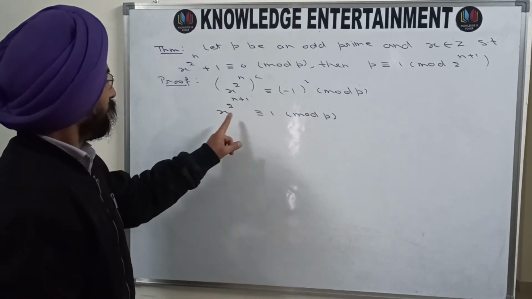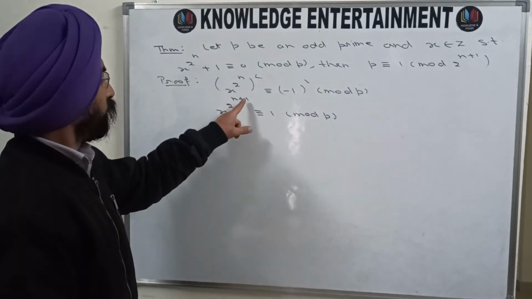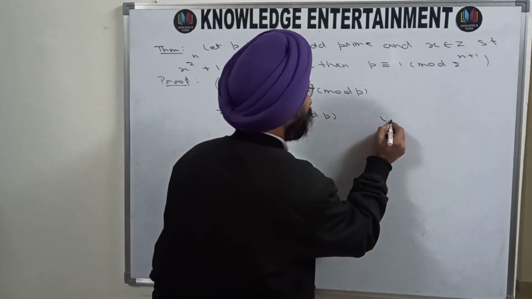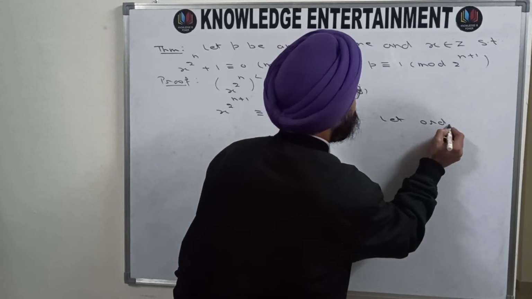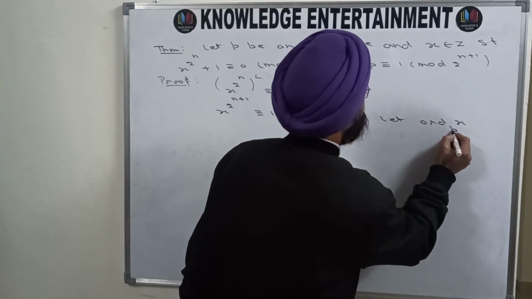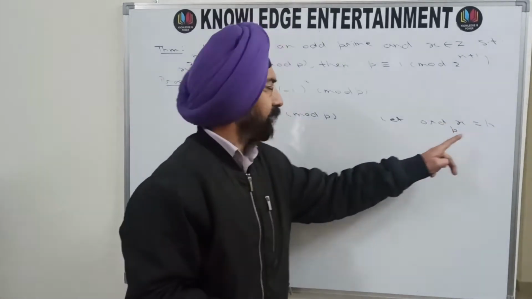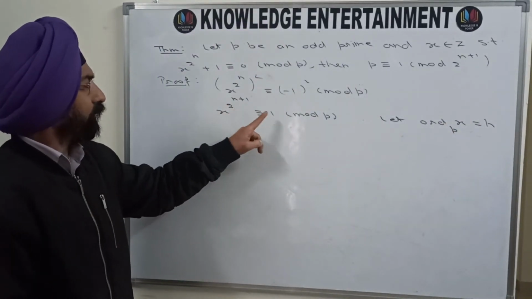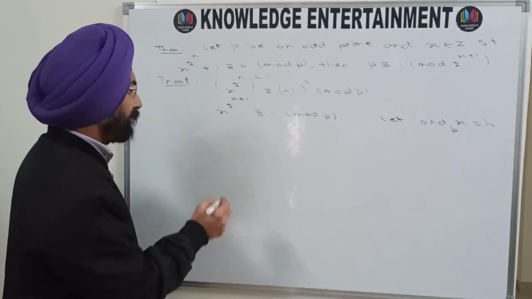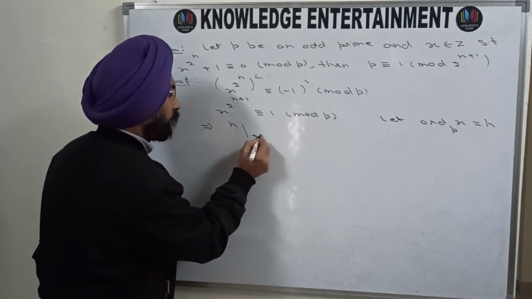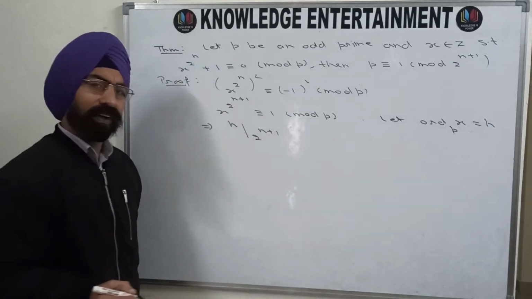This will be x raised to the power 2^n plus 1 is congruent to 1 modulo P. Let the order of x modulo P be h. Now the order of x modulo P is h, and x raised to the power 2^n plus 1 is also congruent to 1 modulo P. This means, by a previous result, h divides 2^n plus 1.